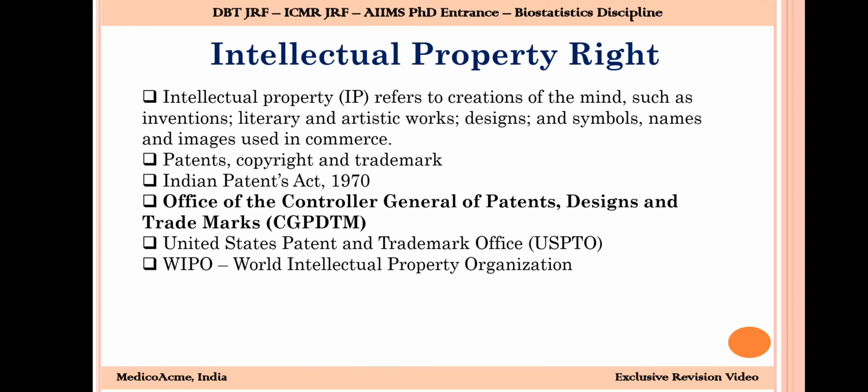So guys, the Office of the Controller General of Patents, Designs and Trademarks, that is CGPDTM, is basically the body under the Government of India which is going to give you the patent. Similarly in the USA, the United States Patent and Trademark Office gives the patent. If there is a conflict, like the American and you discover at the same time and both are claiming, then such disputes can be solved by the World Intellectual Property Organization. So these are the basic things you can remember.